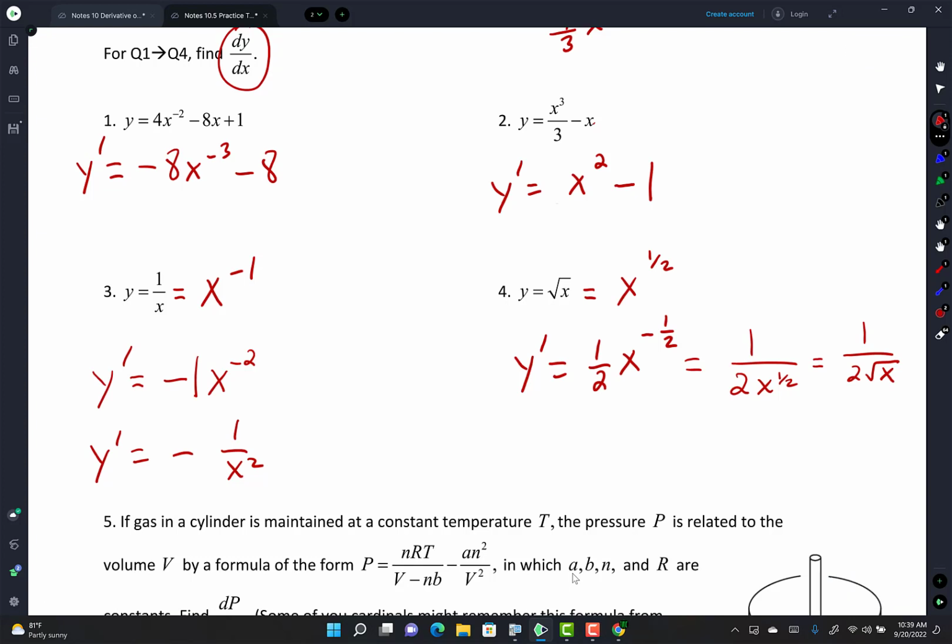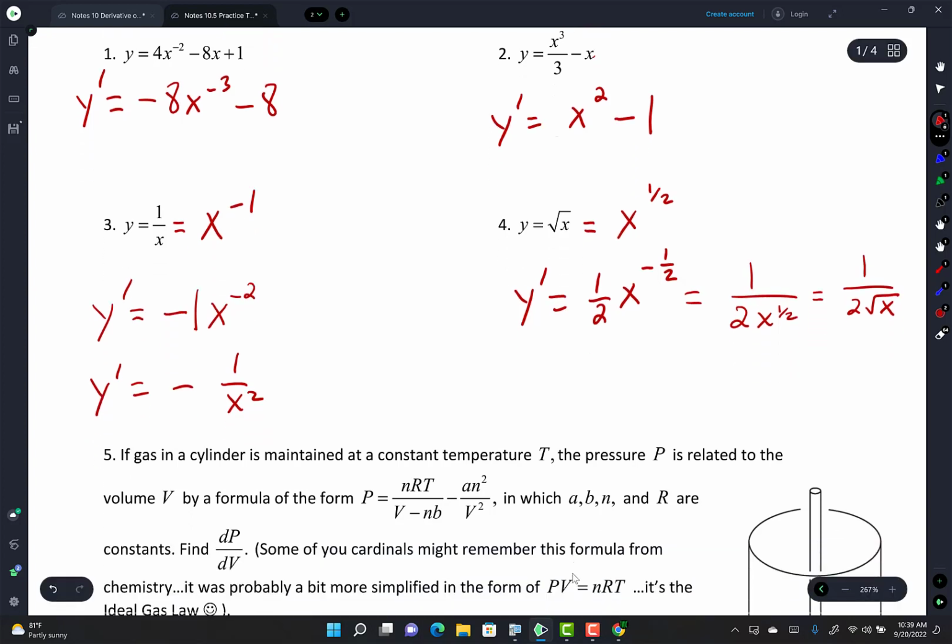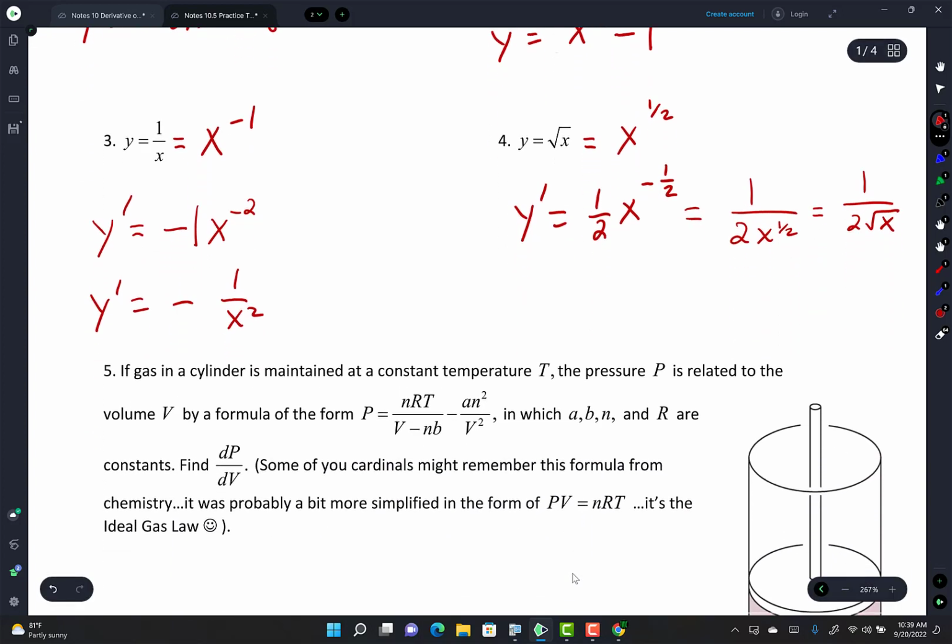And we finally get to a question that is a real life question. Oh, I know this. This is the ideal gas law. The ideal gas law is PV equals nRT. If you Google it, that's what will come out.